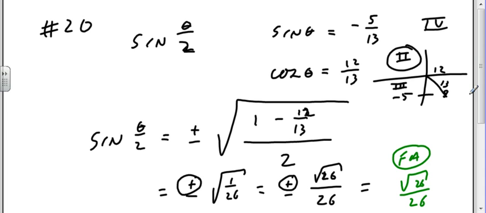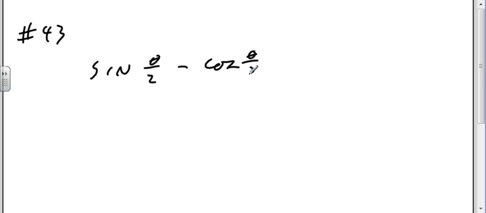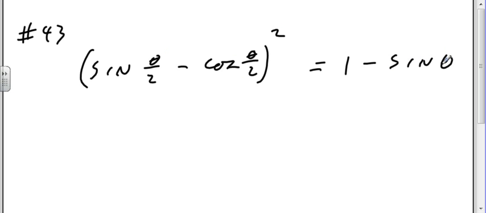Prove the identities. Okay, I'll prove this identity. 43. Okay, so I've got the sine of theta over 2 minus the cosine of theta over 2, squared, is supposed to be 1 minus the sine of theta. Now, we have a choice. We can manipulate the right side or the left side. I choose the left side because there's more there to manipulate.